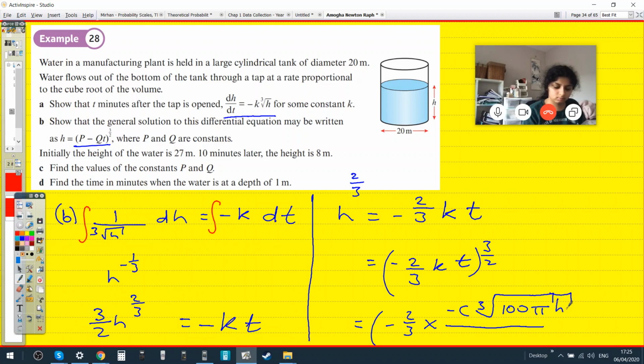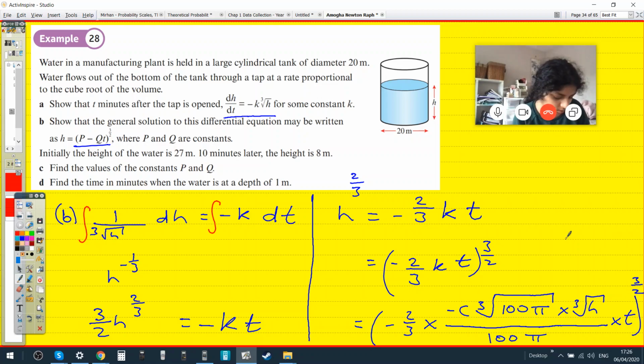I'm just going to stick it in there. Maybe I shouldn't. All over 100 pi. And so that's k. The whole thing times t. The whole thing to the 3 over 2. Is that now in the form of something times something t? Wouldn't it just be like the whole c minus c thing? Minus 2/3 kt. I don't understand why it's multiplied.